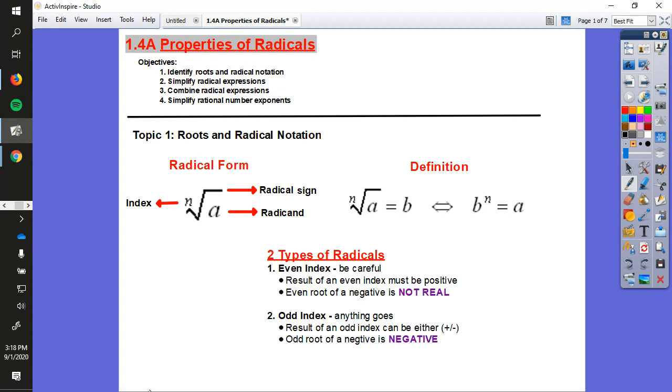Just four objectives: identify roots in radical notation, simplify radical expressions, combine radical expressions, and then simplify rational number exponents. So let's just jump in. Topic one, roots in radical notation.